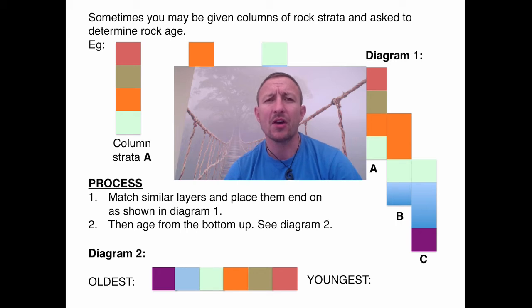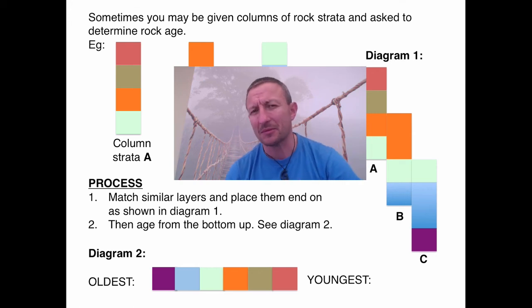Now if you go onto the iBooks exercises that I've generated in this course, you'll find that there's plenty of examples of this for you to work through. So think about it logically. Lower down, it's going to be old. Higher up, it's going to be young.